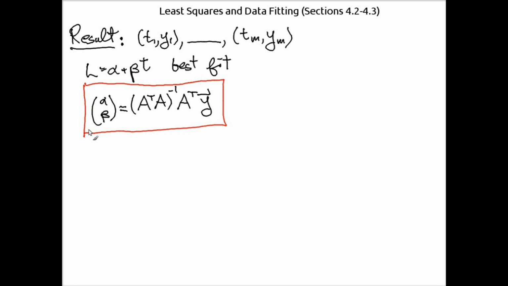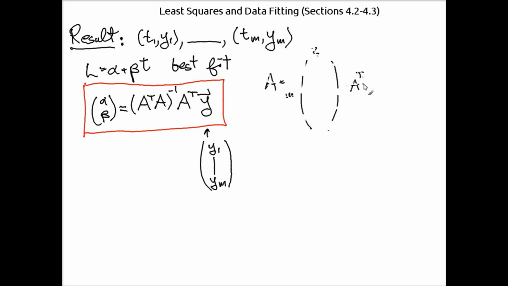And let's just do a sanity check on this thing. This is one of these cases where you can sort of figure out what the answer has to be just because you have to figure out some matrix equation which makes sense. So let's see what this is. So y is this vector y1 through ym. Now what is A transpose? So remember A is this m by 2 matrix. So A transpose is a 2 by m.